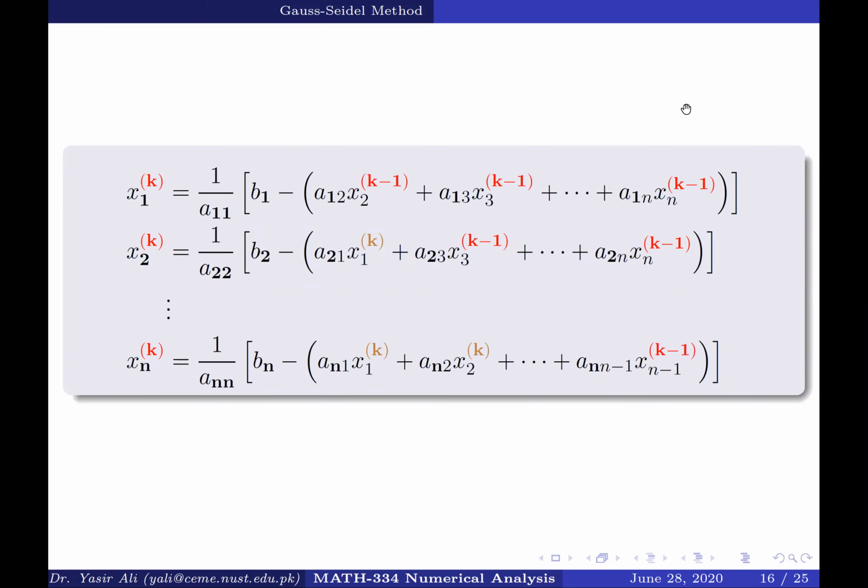We will use the previous values to find x1. When x1 is found, we will use the new value of x1 here, and the remaining values are old. Similarly, we will continue till we reach xn, and we'll see that there are many new values over here.